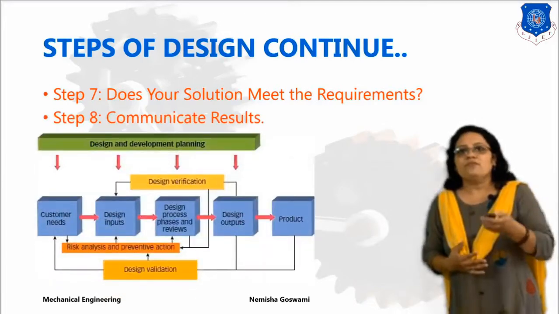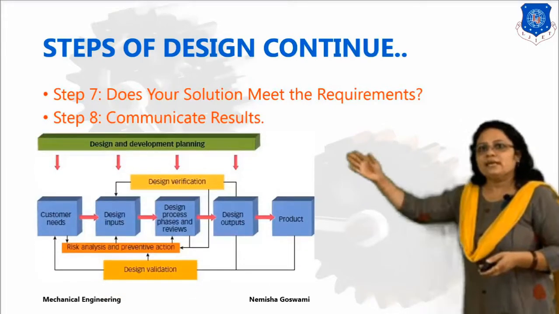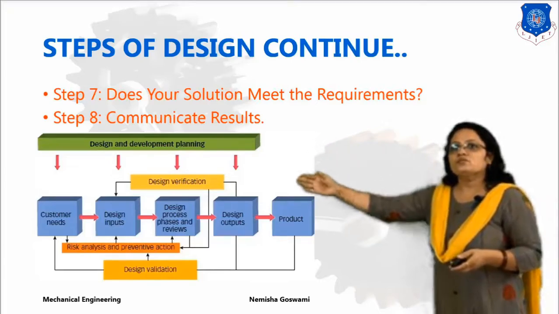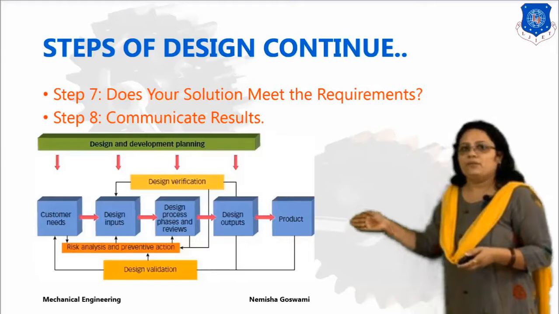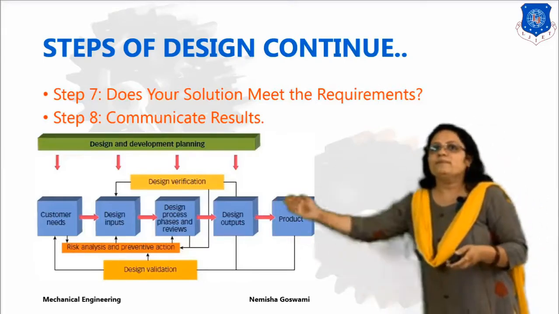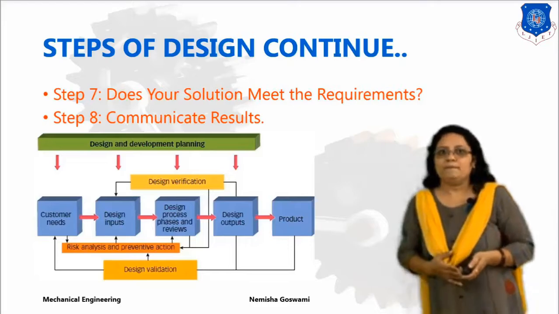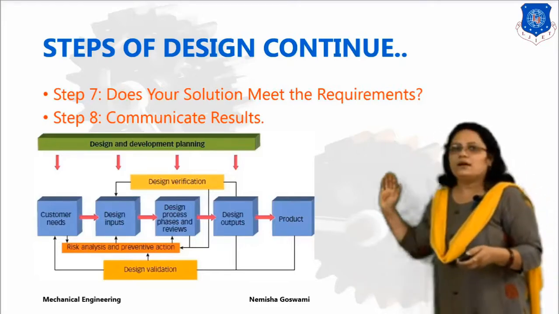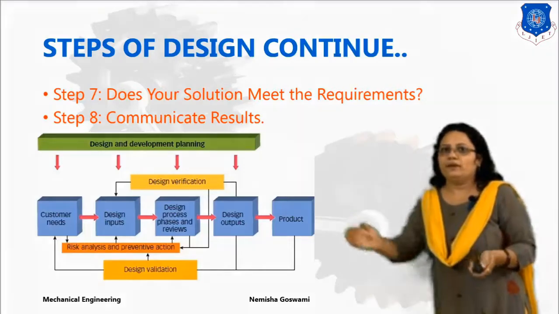So this is the flow diagram. You can see here the flow diagram where we start from customer needs to the final product. If any problem comes, there is also a feedback system available. So these are the steps which we have already discussed, explained in the flow diagram.